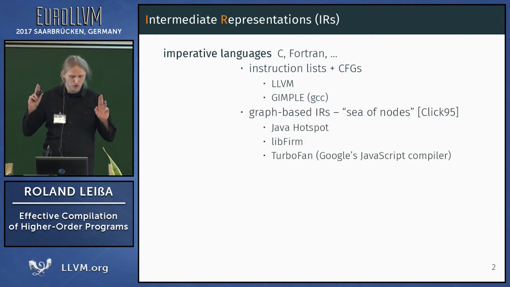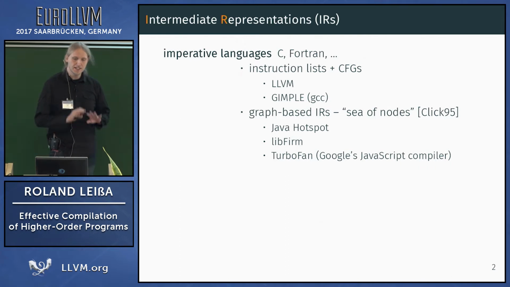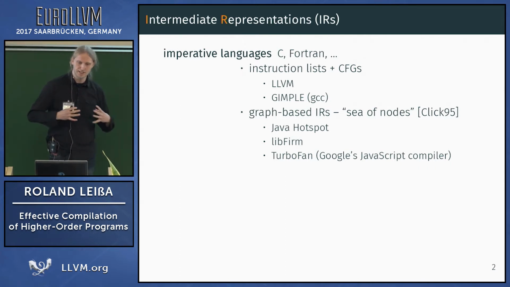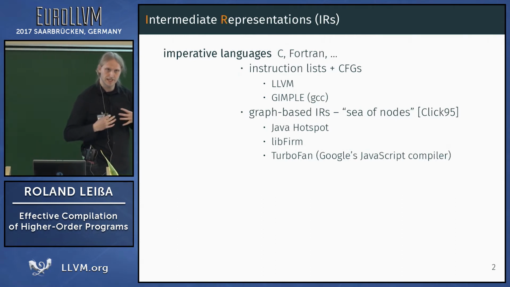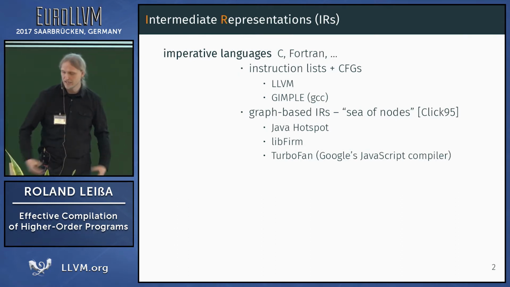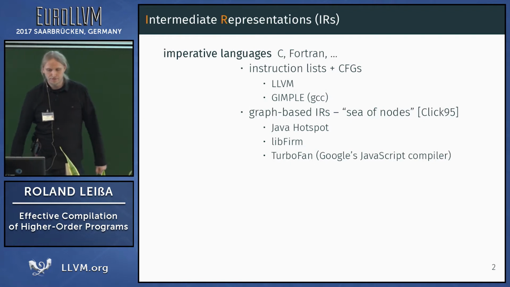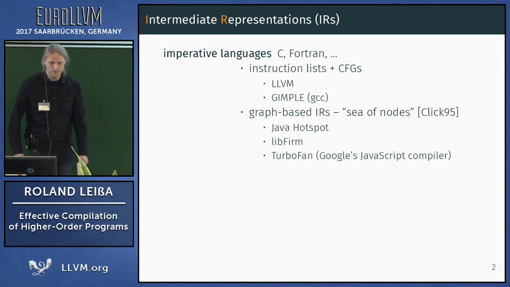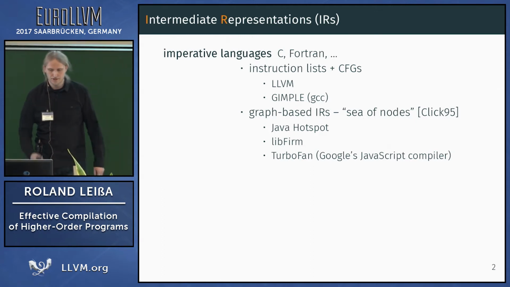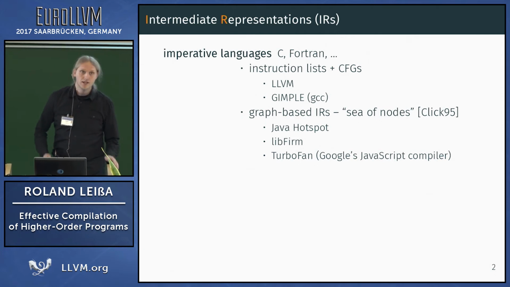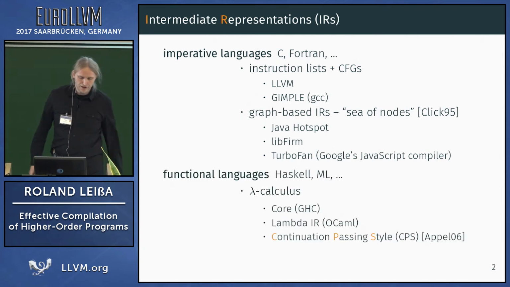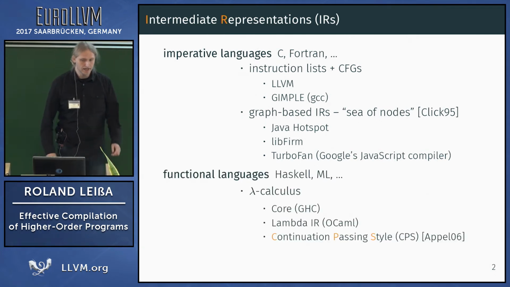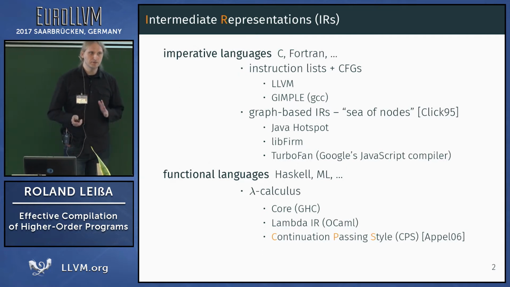Now there's this more progressive idea of having the sea of nodes, where you don't have these rather rigid instruction lists anymore, but instead you maintain all those computations in a graph. So for instance, the Java HotSpot compiler uses this sort of representation, or LLVM, or also the new Google JavaScript compiler, Turbofan.